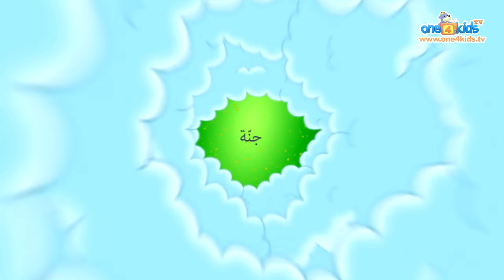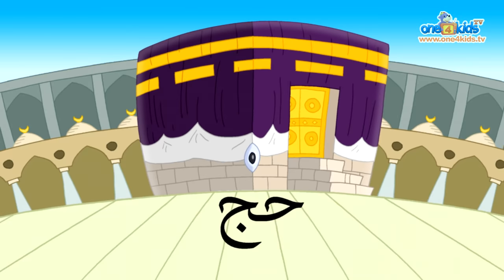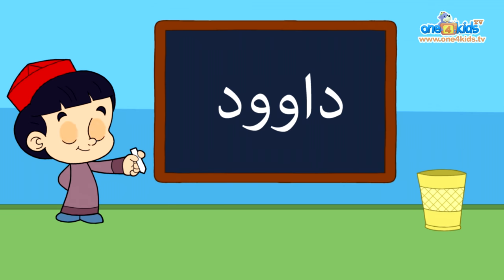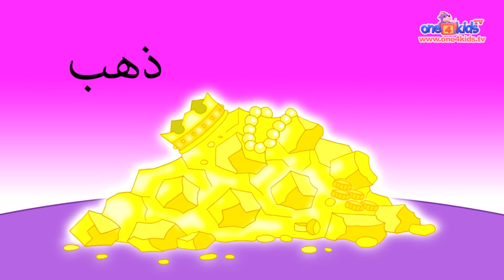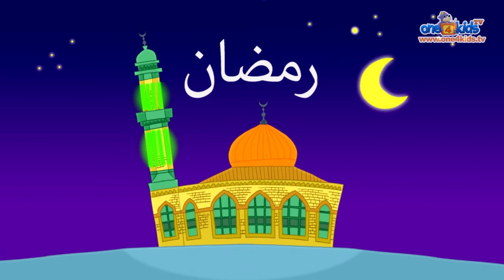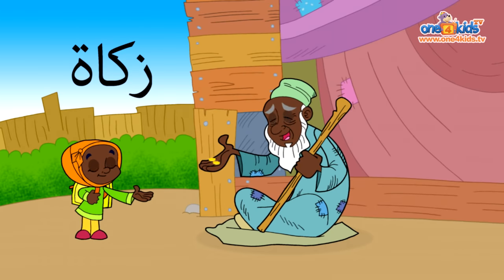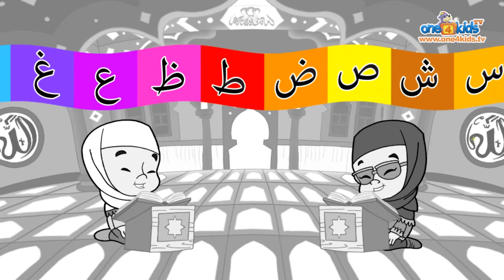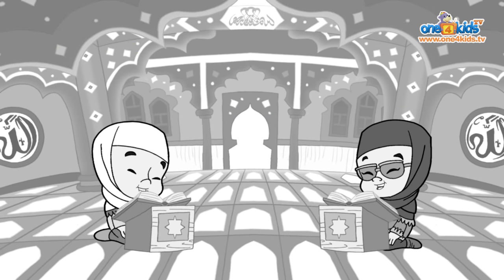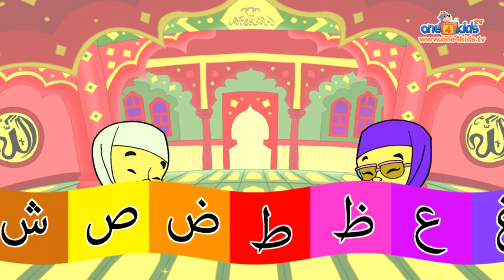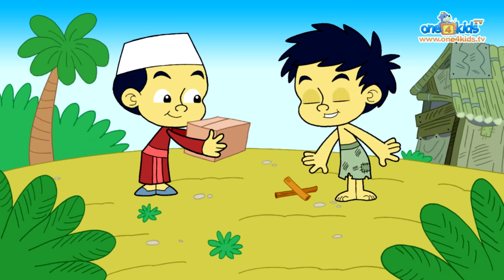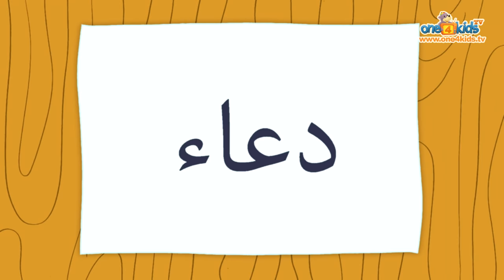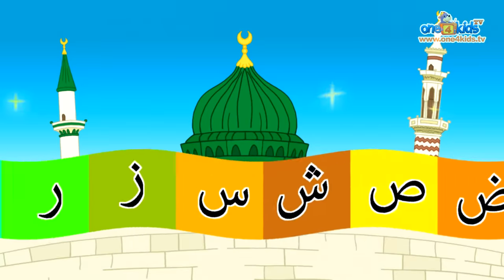Jim is for Jannah, Ha is for Hajj, Kha is for Khalid, Dal is for Dawood, Dhal is for Dhahab, Ra is for Ramadan, Zain is for Zakat, Sin is for Salam. We're learning the Arabic alphabet so we can read and learn Al-Quran, Al-Quran, the language of our beloved Muhammad, the last prophet sent from Allah.